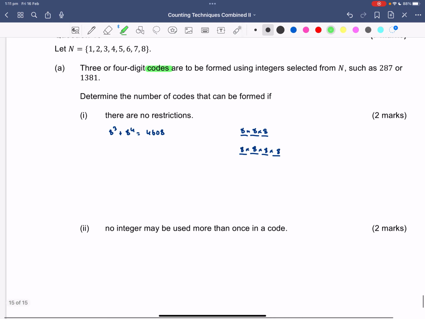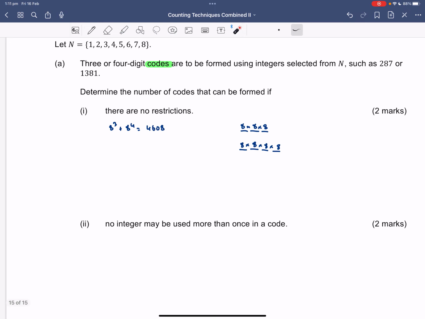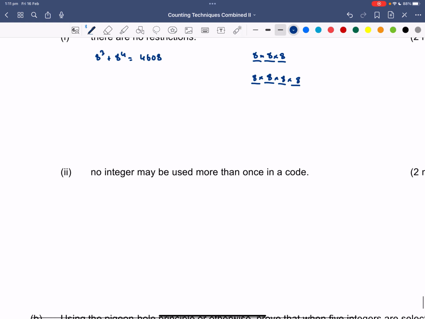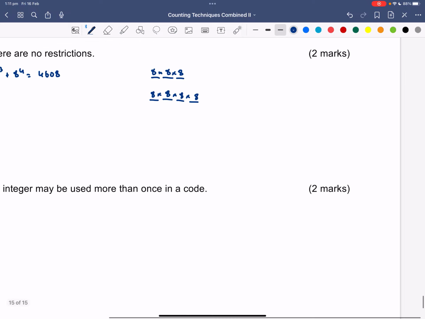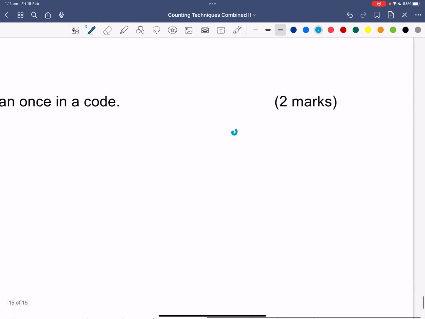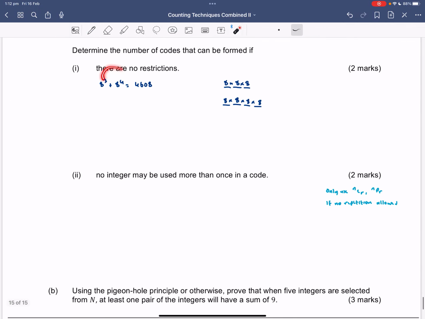Alright, what if no integers may be used more than once? So that's different. So, again, if you're really quick, you can just do this. I hope everyone agrees. If you did not know this, guys, you can only use nCr and nPr if no repetition is allowed. Otherwise, you can't use nCr or nPr. It was impossible to do this with nCr or nPr because we were allowed to repeat the numbers.